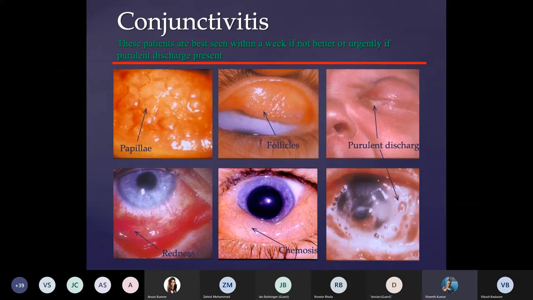So conjunctivitis is a very common thing, and in our clinics currently we see patients walking in with allergy problems, and particularly when the Sahara dust is significant.